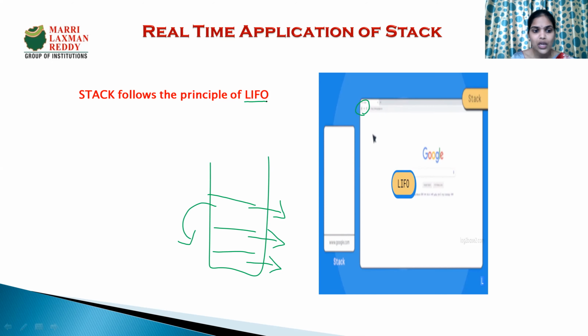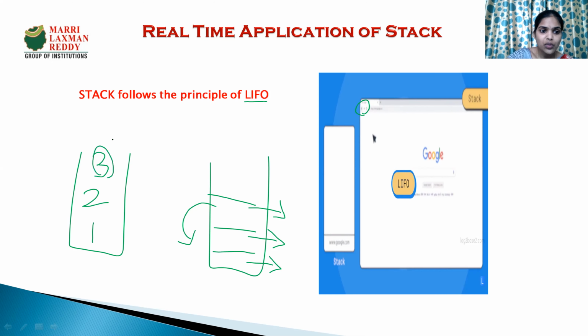Last in, first out. Suppose, for example, we take a stack and I'm inserting some data. First I've inserted 1, next I have inserted 2, and next I have inserted 3. Now if I want to delete one element from the stack, whatever the last inserted value is will be removed from the stack first. It means last in, first out. Whatever we have inserted last will come out first. This is the principle of stack, that is LIFO.